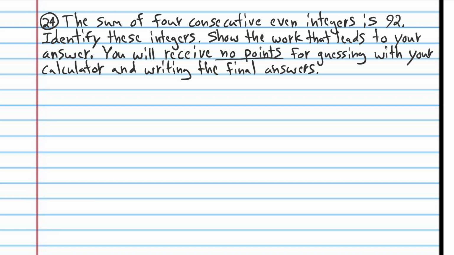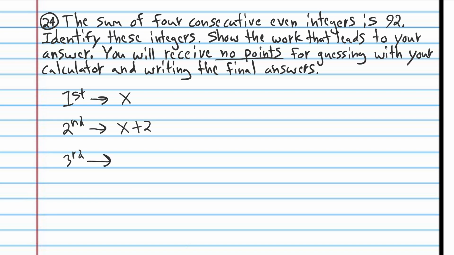But if you do that and you don't show any of your work, you don't make an algebraic equation to show your work, you're going to get a 0 on my test. So you have to actually show the algebra, so you might as well just do it. So the first integer is going to be x. That's the smallest integer. And the second is going to be x plus 2.